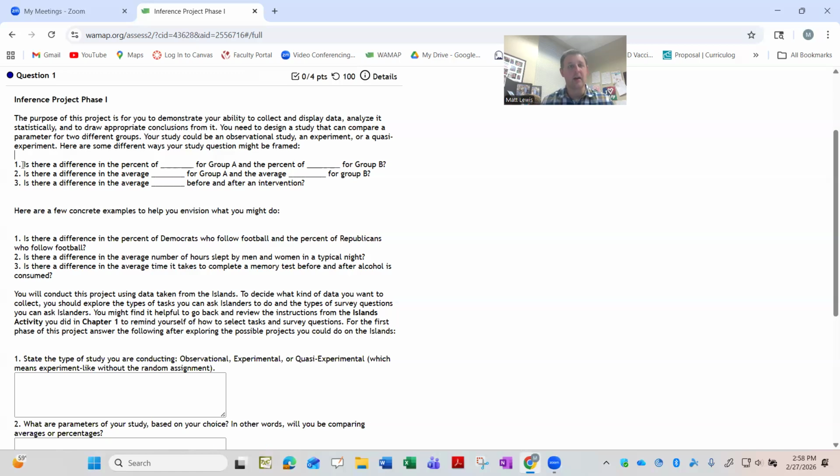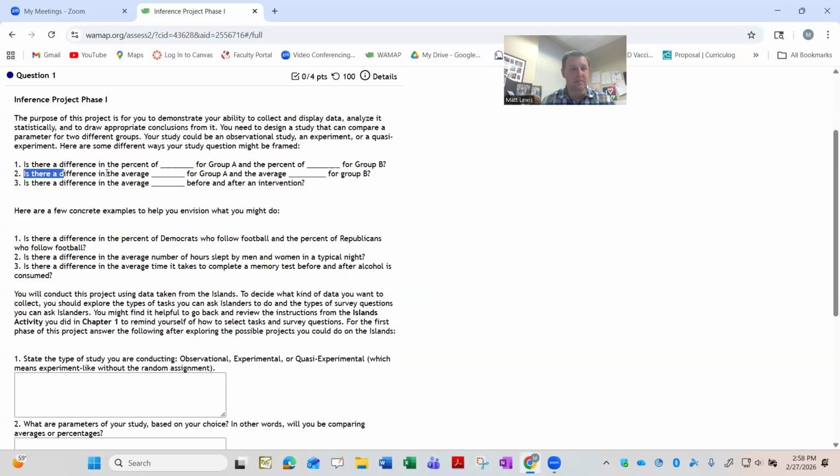You can ask the question, is there a difference in the percent of something for group A and the percent of something for group B? Here's a more concrete example of what that might look like. Is there a difference in the percent of Democrats who follow football and the percent of Republicans who follow football, right? So you're comparing two groups, Democrats and Republicans, and then you're measuring the percentage of them that follow football.